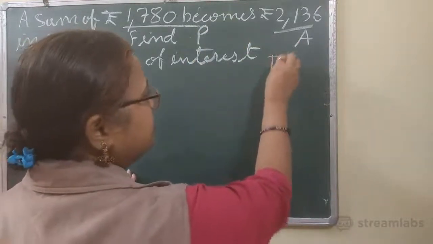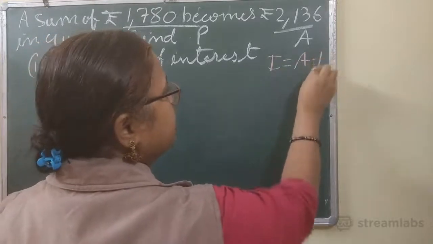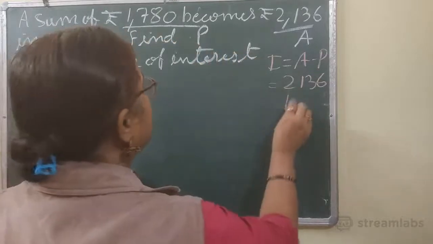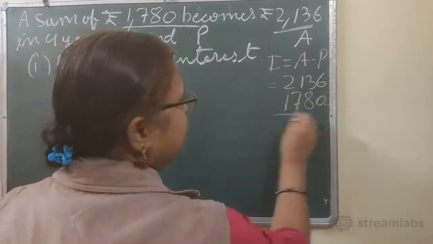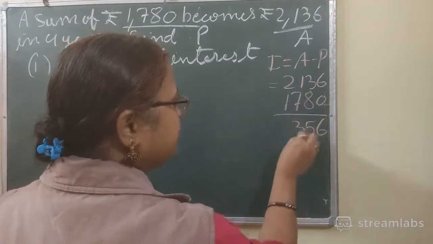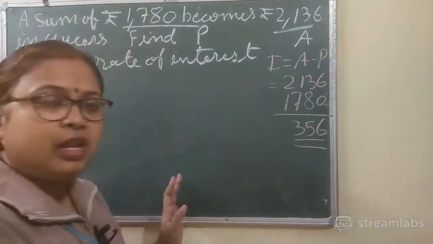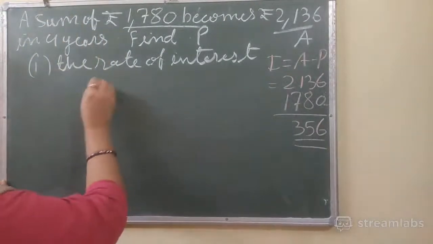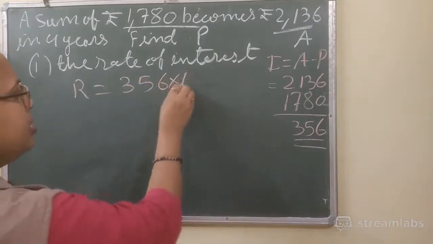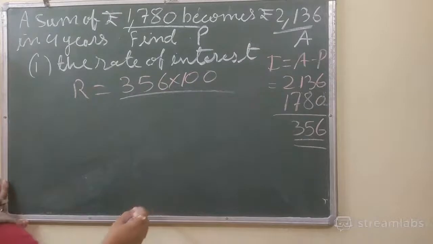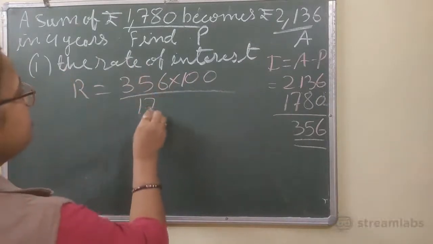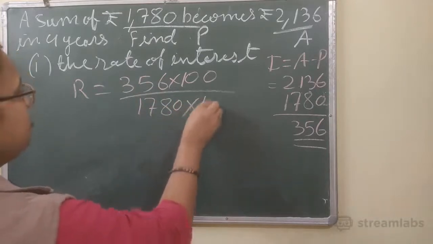What will you find out? Yes, simple interest, A minus P. So A here is 2136 and P here is 1780. Now 6, then 30 minus 8, 5, 10 minus 7, 3. 356 is the simple interest. So the rate of interest R is equal to simple interest into 100 divided by principal into 4. Principal is 1786 here.